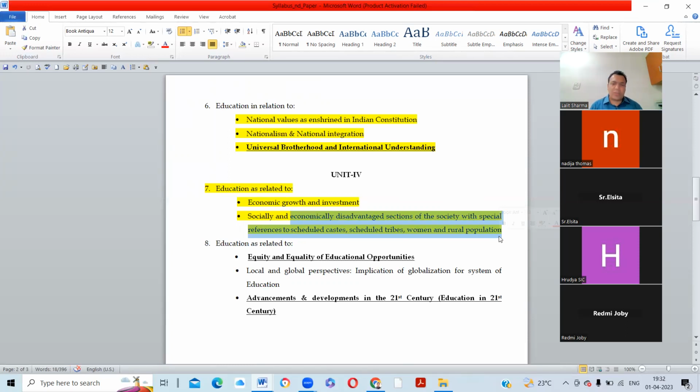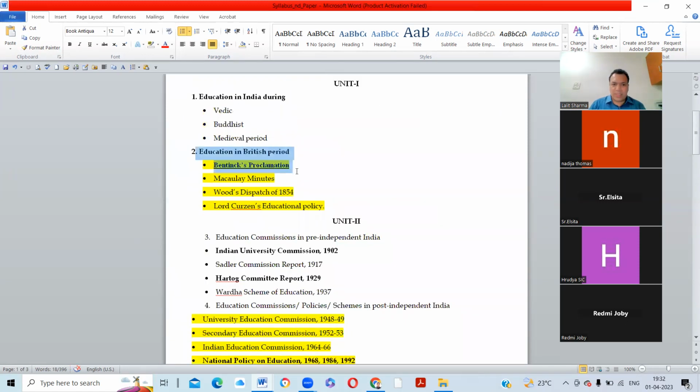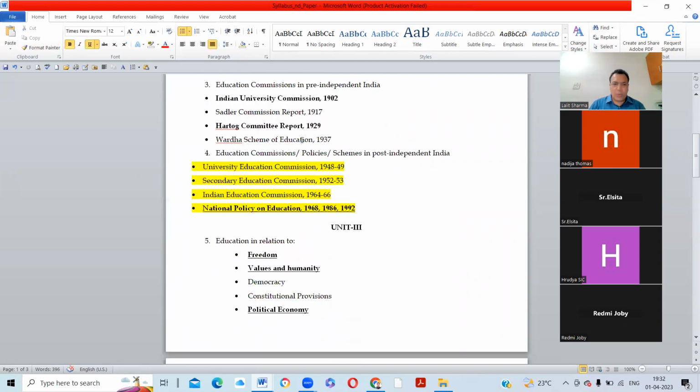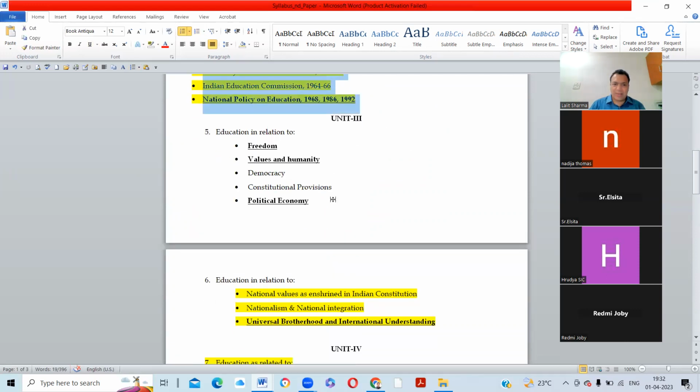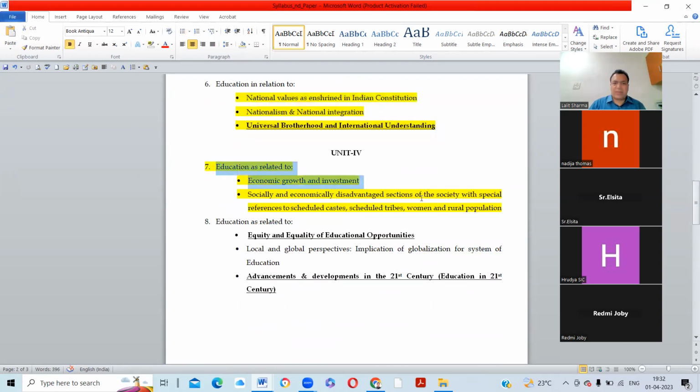So this is my advice, okay? But if you think that another one is easy, and the second one which we are leaving for the short answers, you can attempt one, okay? So last time again I'm telling you, under unit 1, go for this part, the four policies. Under unit 2, go for the fourth one, all the four commissions for long answers. Under unit 3, go for the 3 topics. And under unit 4, go for the 7th one.